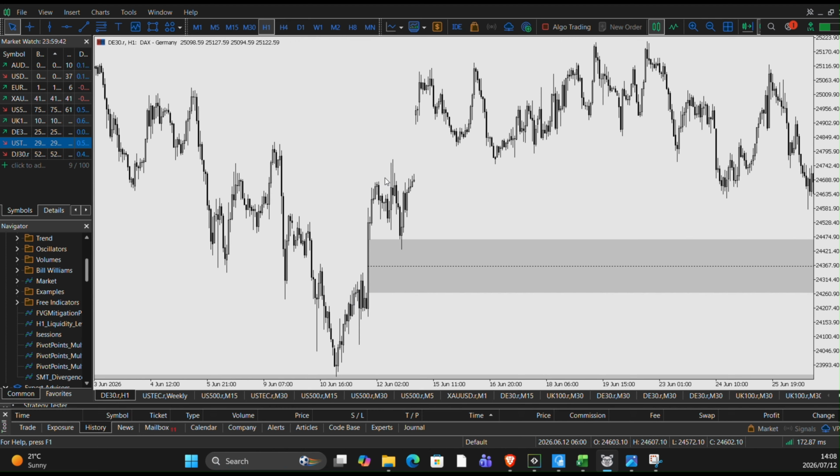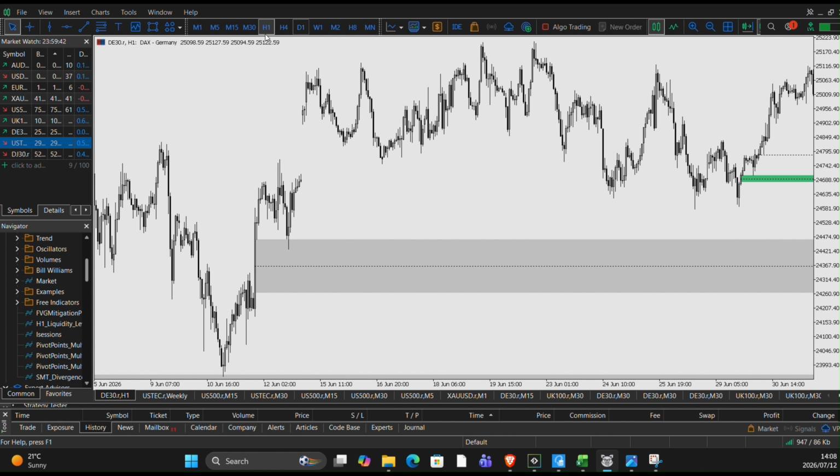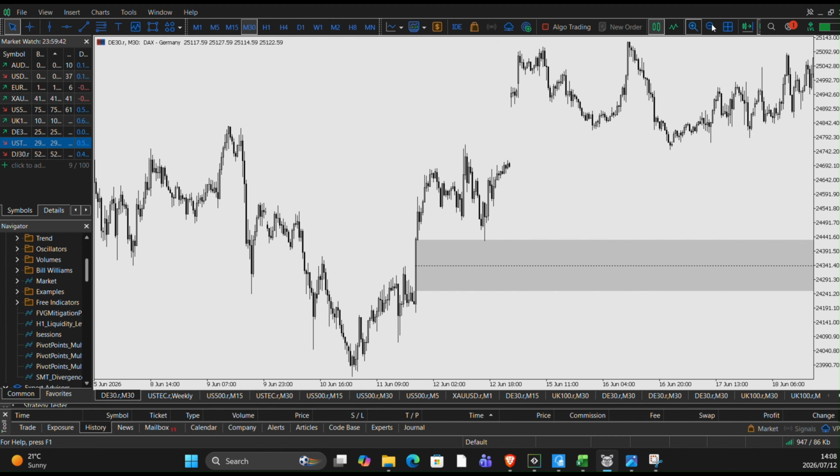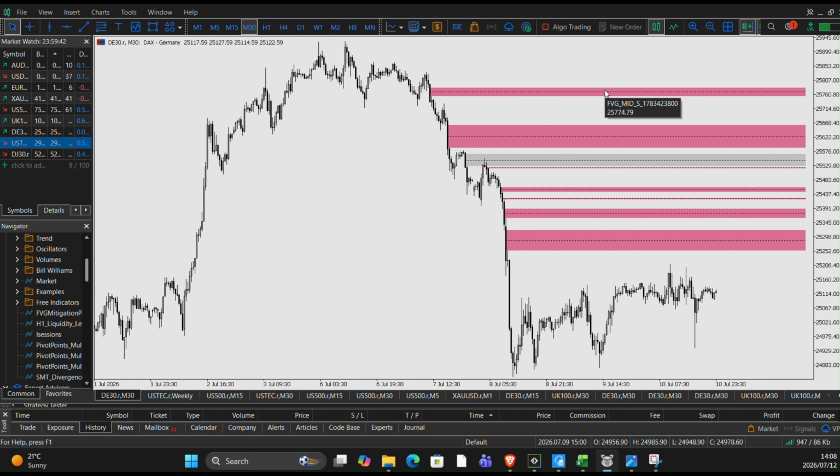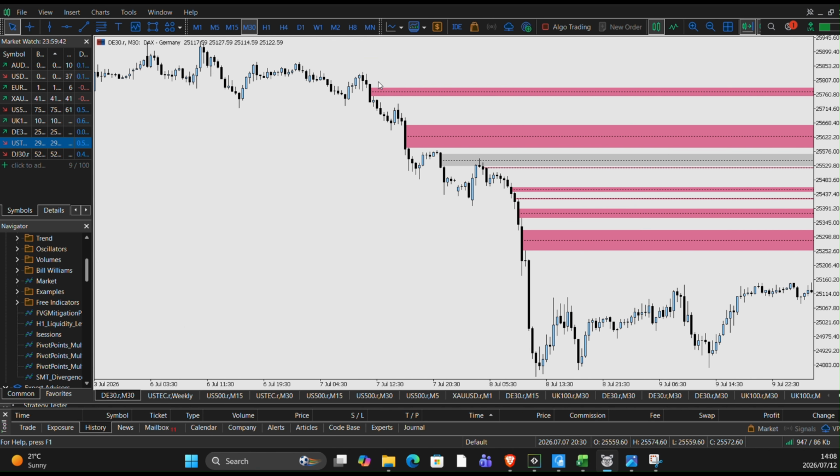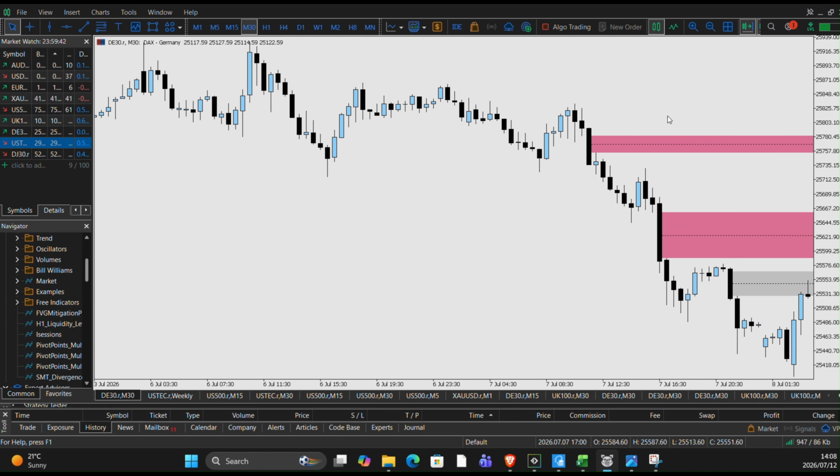This one formed and then got wicked into, did not reach midpoint, closed back out, and the price moved higher. Drop down to the 30-minute. I know I don't really use the 30-minute much, but there's an example of a 30-minute mitigation.